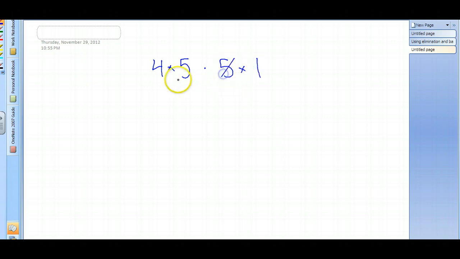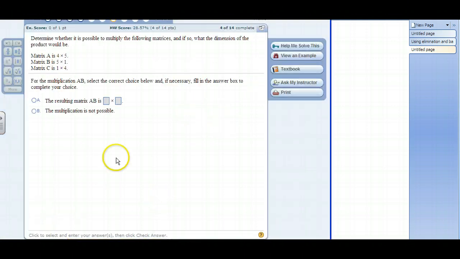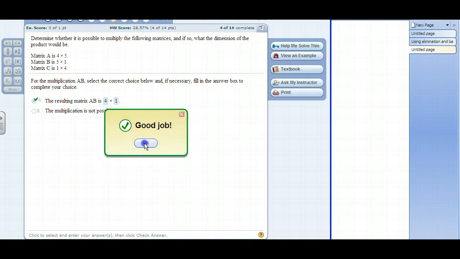Again, as long as these inner numbers are identical, you can do the multiplication. If these are ever different, you can't do it. But since the 5s are the same, we're going to end up with a 4 by 1. So those outer parts come inside and they become the new matrix dimension.